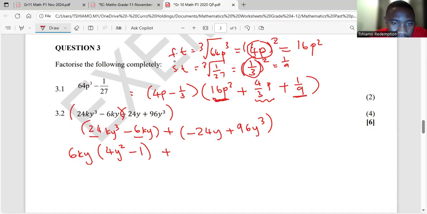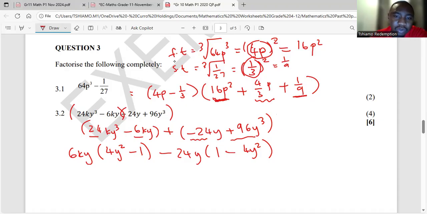Okay, let's see. Plus, okay, take out a common factor here. If I take out a minus, let me change it here. Yes, take out 24 as a common factor, negative 24y. If I take out negative 24y here, I'm left with 1, and then minus 4y squared.